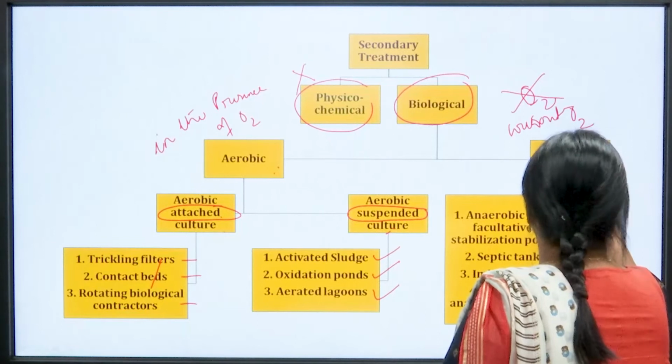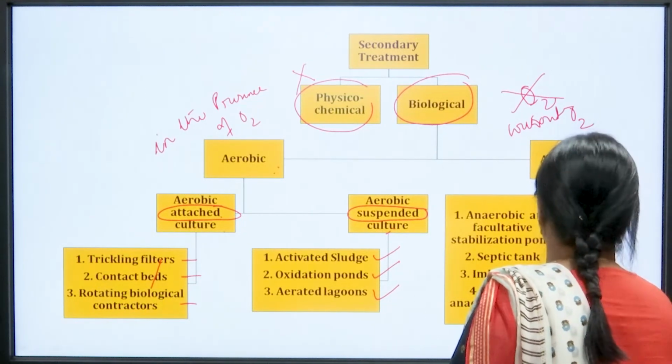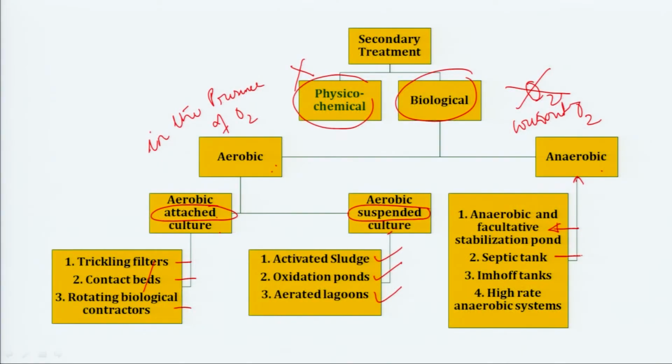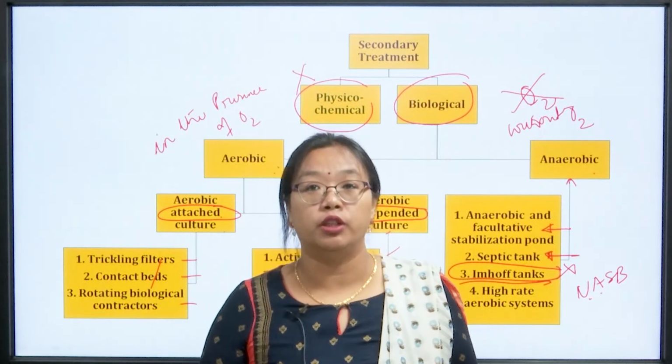Then in anaerobic we have facilities like anaerobic facultative and stabilization ponds. Then we have the septic tank, which is a sort of sedimentation tank but an anaerobic system. The Imhoff tank is right now not in use. Then we have the high rate anaerobic systems, such as UASB, the upflow anaerobic sludge blanket, which is very important and a very in new technology right now.